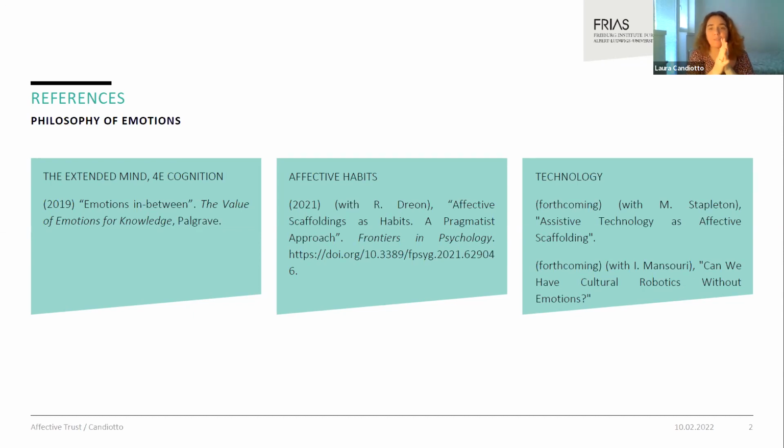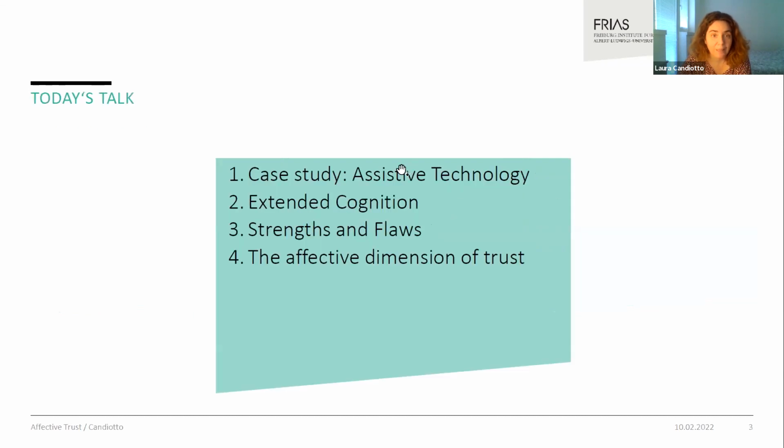But in particular, as Philip already said, I'm now working on the role of emotions in technology, I mean, in the interaction with technological devices, artificial intelligence, and robots. The paper that I'm presenting today comes mostly from a forthcoming paper that I wrote with Mark Stapleton from Edinburgh, Assistive Technologies as Affective Scaffolding. It also relates to another paper that I wrote with Iran Mansouri from Birmingham, Can We Have Cultural Robotics Without Emotions? So let's start.